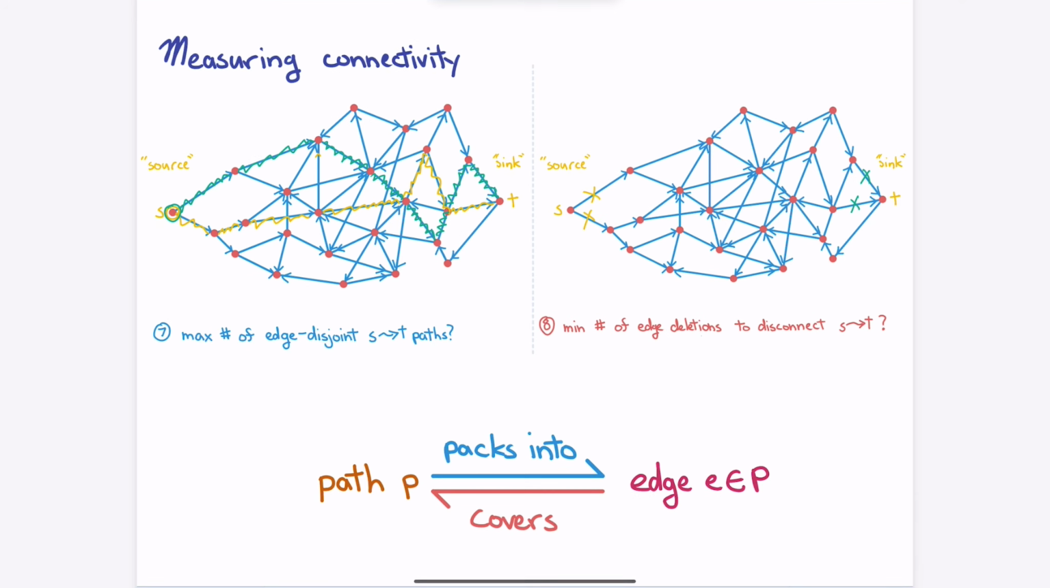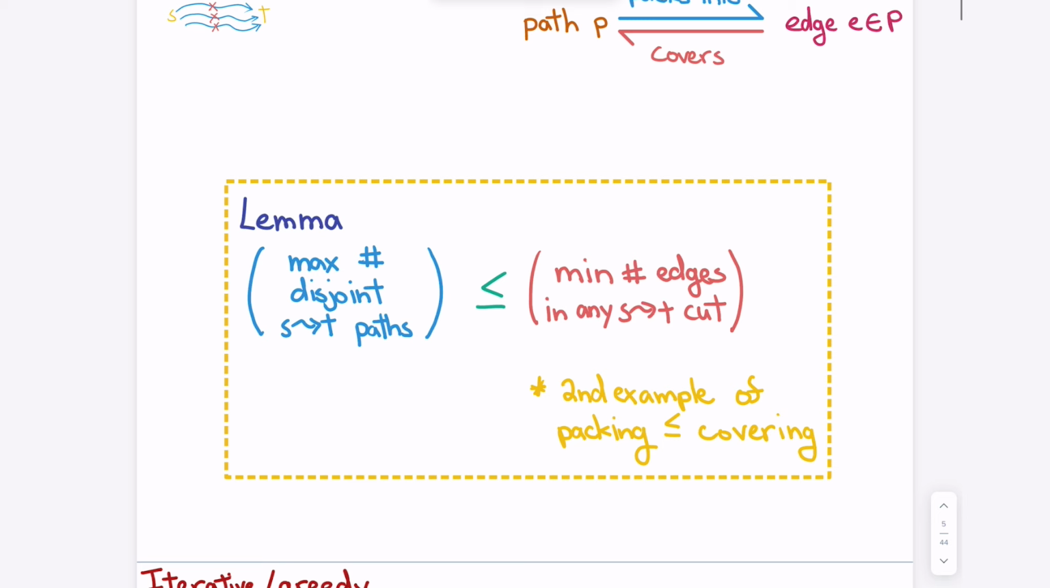Right, so these problems are actually dual to each other in the following sense. In one problem, I'm trying to take as many S to T paths as possible, but I can only use each edge once. So I'm kind of packing them into the graph. And in the other, I'm trying to take as few edges as possible, so I take at least one edge from every path. Okay, so they are in a very precise sense two sides of the same coin.